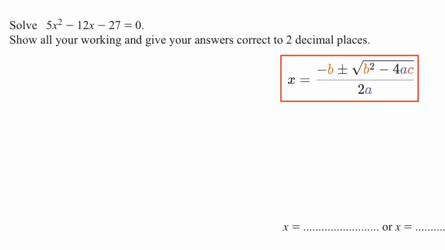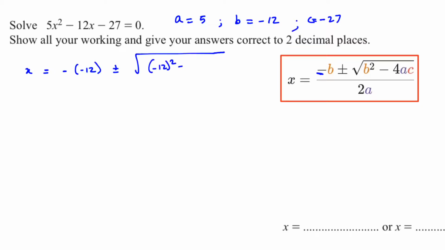So the formula is x is equal to negative b plus and minus square root b squared minus 4ac over 2a. Let's write down a, b and c. a is 5, b is negative 12, and c is negative 27. We just have to now substitute. Please be careful because this negative is already there in the formula. So when you are putting your negative, put a bracket and then put your b.